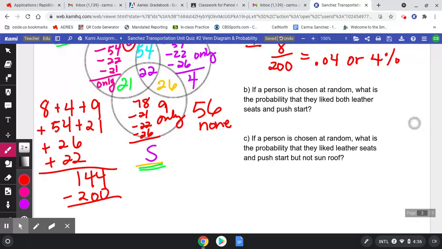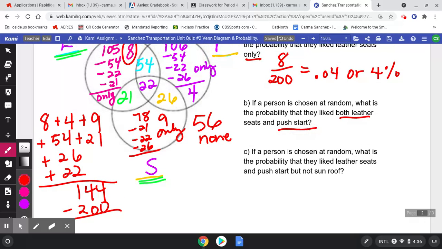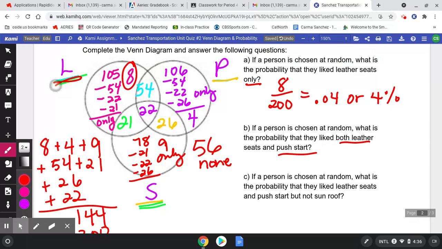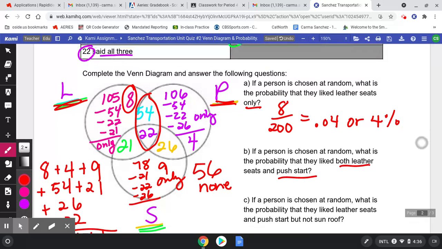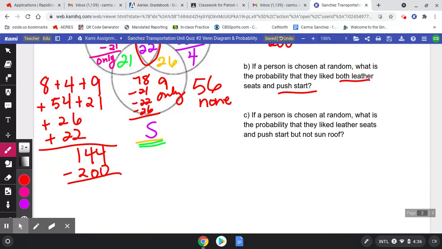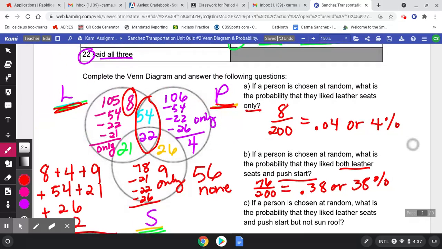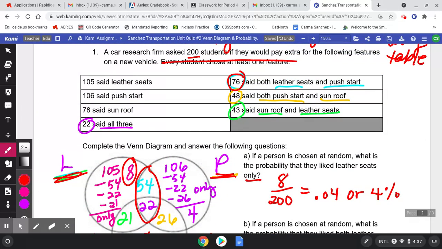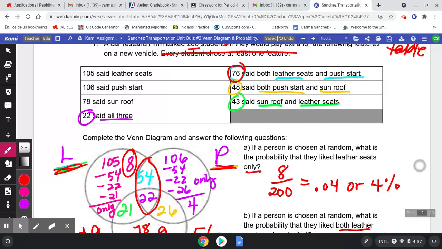If a person is chosen at random, what's the probability they like leather and push start? So leather and push start is this intersection right here of 76. Where else could I have gotten that number? Right up here. So 76 out of 200 comes out to 0.38 or 38%. Where's the 200 coming from? Up here, of the 200 students were polled.